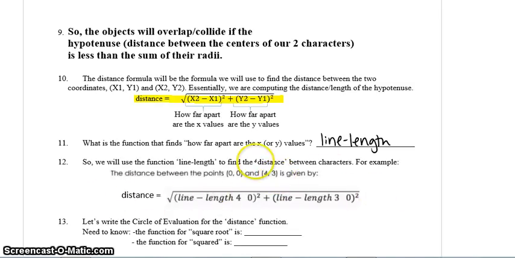Instead of showing subtraction, x2 minus x1 and y2 minus y1, I'm using the line length function with our two inputs, specifically our two x's, which I'll color code so you can see, and then our two y's, which I'll also color code. Line length finds the distance between the x's and squares it. Line length finds the distance between the two y's and squares it. Then we add those together, and take the square root of the whole thing.